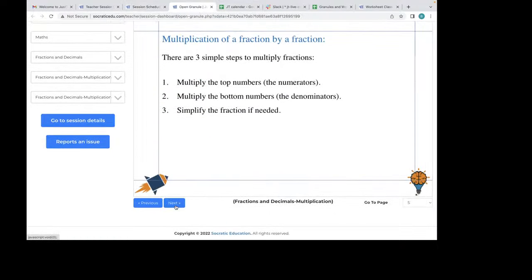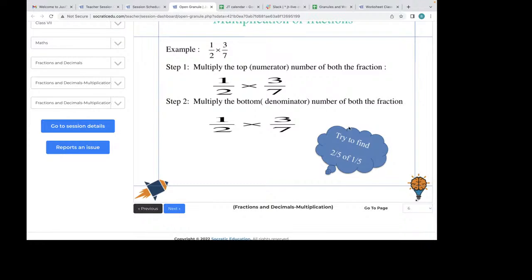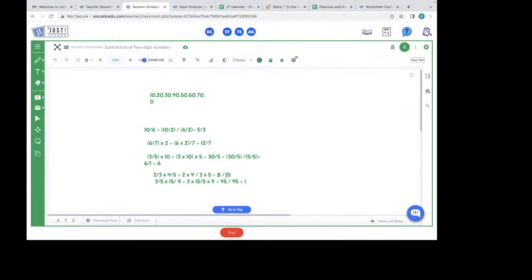So we have learned how to multiply a fraction by a fraction. Here we have: try to find 2/5 of 1/5. So what does this "of" mean? "Of" is nothing, it means you have to multiply. If you have a question 1/2 of 8, what you have to do is just multiply 1/2 by 8.